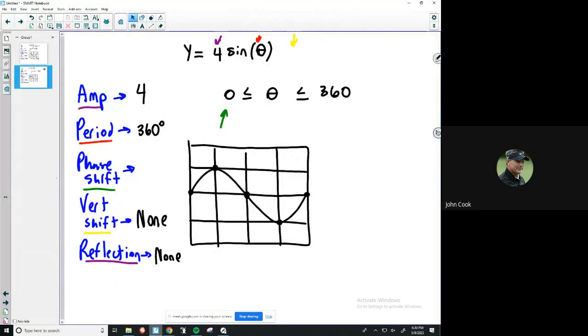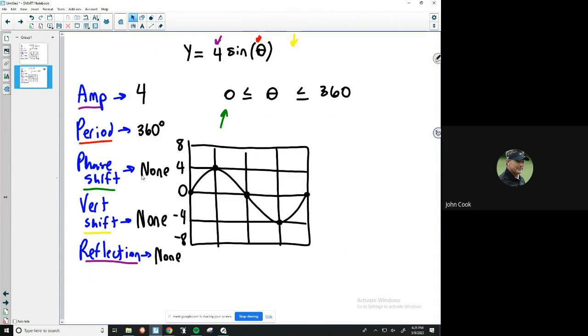Okay, and then the phase shift. Since this stayed at 0 when we solve for theta, it's still going to be at the same spot. It's going to start there. There's not going to be any movement to the left or to the right. So this is how our sine graph looks. We only need to change a couple things. Since there's no vertical shift, it starts in the middle, 0. The amplitude is 4, so we're going to go up by 4 each time and down by 4 each time.